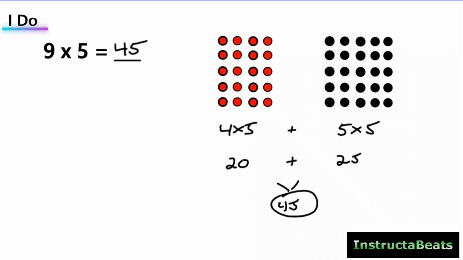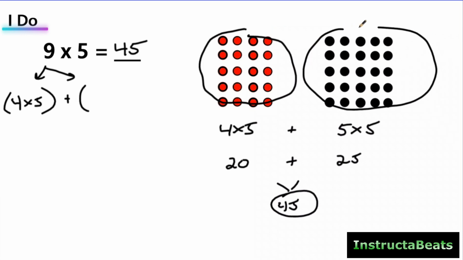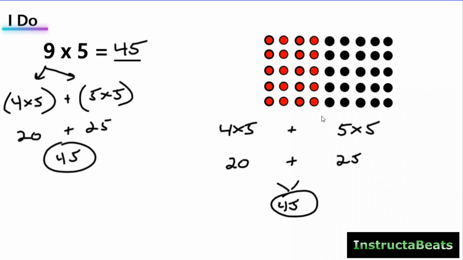So what does this look like mathematically, right? A lot of times you'll see parentheses. So all we're doing here is splitting our 9 into 4 groups of 5 each, right? If I had 9, I took out 4 of those groups, which I did right here. Then my second group right here was 5 groups of 5 in each. And then when you add that together, of course you get 45. And if you put it back together, you're going to have the same total. Again, using the distributive property of multiplication to make multiplying bigger numbers a little bit easier.